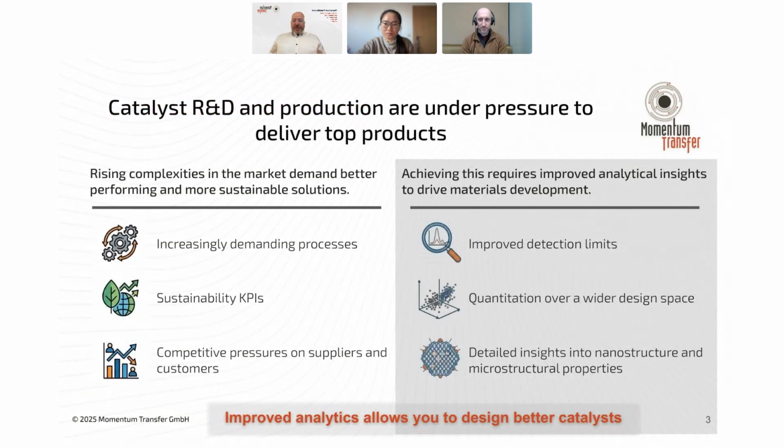So why do we have this session? Because catalyst R&D is demanding and is getting more demanding all the time by increasingly demanding processes. Of course, we have sustainability KPIs, and we have competitive pressures on suppliers and customers. And what we want to show you today is that PDF is a tool that can actually help you to design better catalysts faster by improved detection limits, by having more information over wider parameter space, and detailed insights into the nanostructure and microstructural properties.